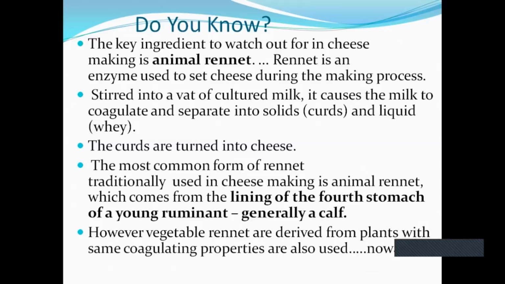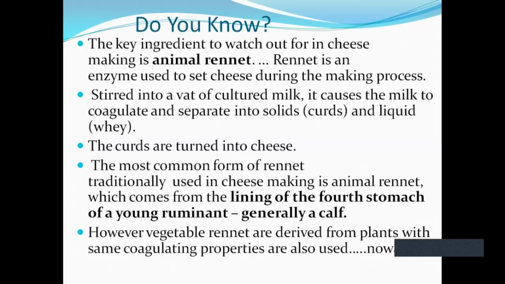You want to know what is rennet? The key ingredient to watch out for in cheese making is animal rennet. Now, what is this rennet? It is an enzyme used to set the cheese during the process of making it. Stirred into the vat of cultured milk, it causes the milk to coagulate, right? You might have seen what happens when milk gets spoiled: the milk particles get coagulated, coming together. That is called coagulation. It separates into solid curd and liquid whey. The curd is turned into cheese.